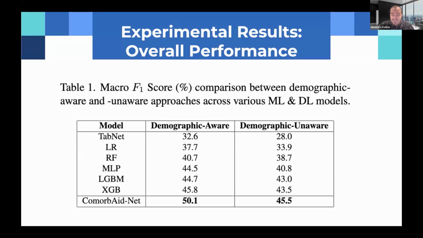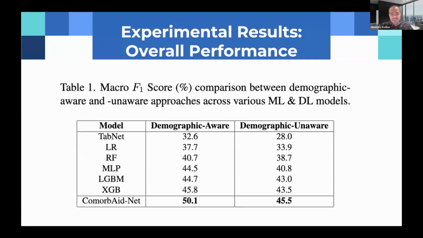As you can see here in this table, there are some things that I want to note, and they are important. The first one is that our method surpassed all other state-of-the-art baselines, both in the demographic aware and in the demographic unaware approach. Secondly, this stands both for our model but also for all the other models: generally, the demographic aware approach produced higher performance than the demographic unaware approach.